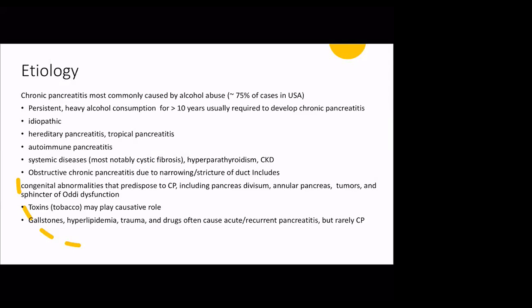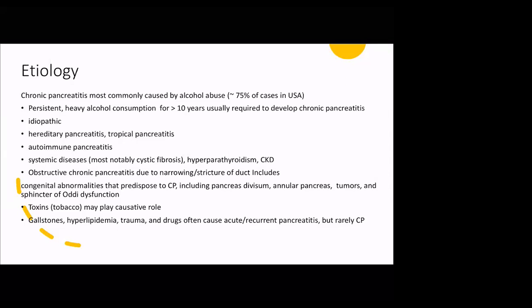Obstructive chronic pancreatitis may be due to narrowing or stricture of the ducts, including congenital abnormalities that predispose to chronic pancreatitis, which are pancreas divisum, annular pancreas, tumors, and sphincter of Oddi dysfunction. Toxins such as tobacco may contribute to the etiology. Gallstones, hyperlipidemia, trauma, and drugs often cause acute and recurrent pancreatitis, but rarely cause chronic pancreatitis.